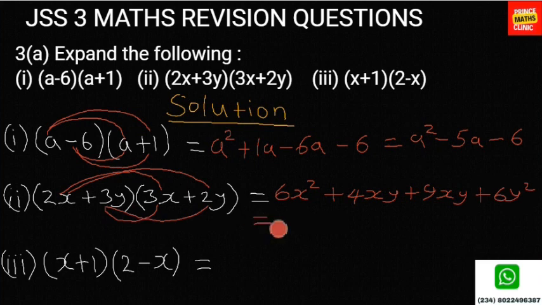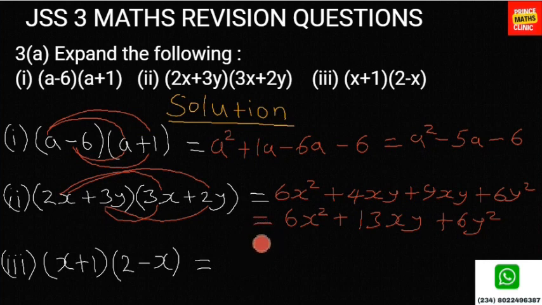So collect like terms. 6x squared does not have a like term, so write it out as 6x squared. Then 4xy plus 9xy have like terms because they have xy in common. So this becomes 13xy, then plus 6y squared. This is the result of expanding the second one.